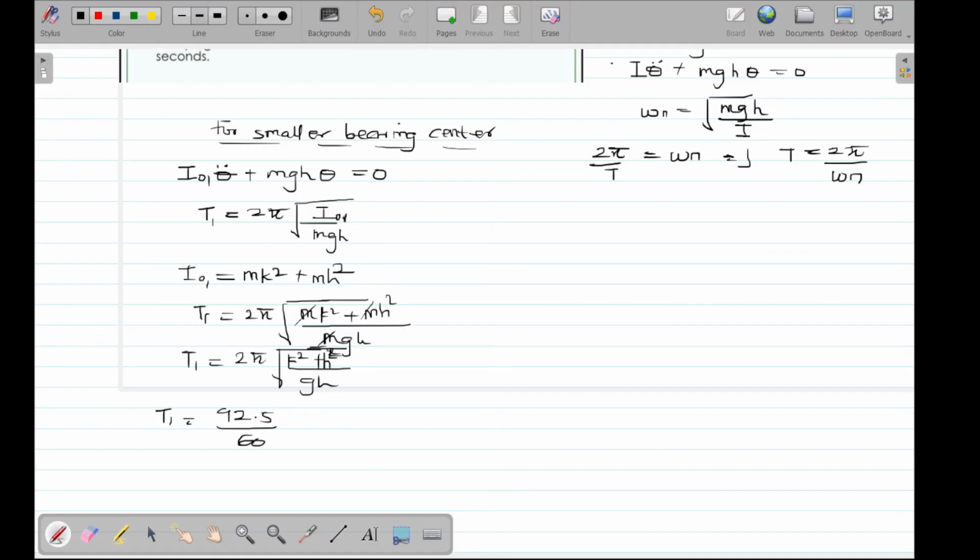So the period T1 is equal to 92.5 over 60, because the time for 60 oscillations is 92.5 and the period is the time for one oscillation. So this one gives us 1.542.